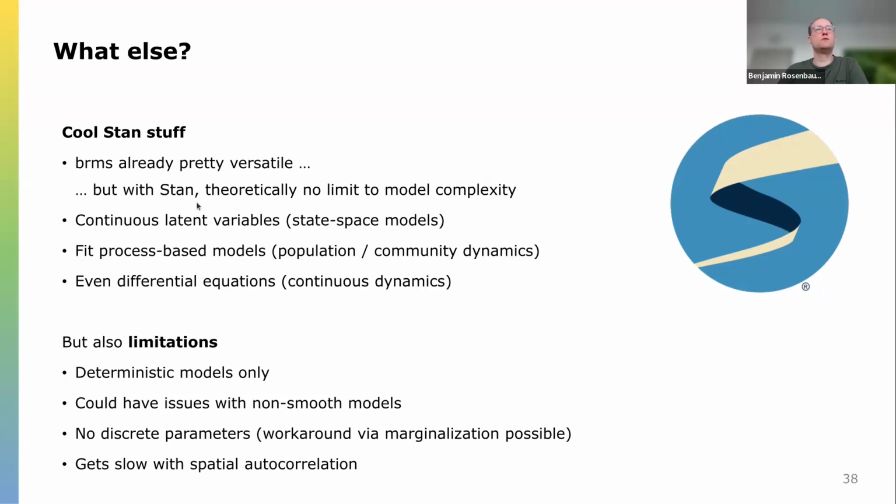What else can you do? Sometimes you have models which have latent variables. These are pretty cool, state space models, for instance. So latent variables can be defined. What I'm doing very often is process-based models. So where I don't have a regression line or regression curve, but the predictions are actually generated by a small simulation model, by a deterministic simulation model. For instance, a population model, right?